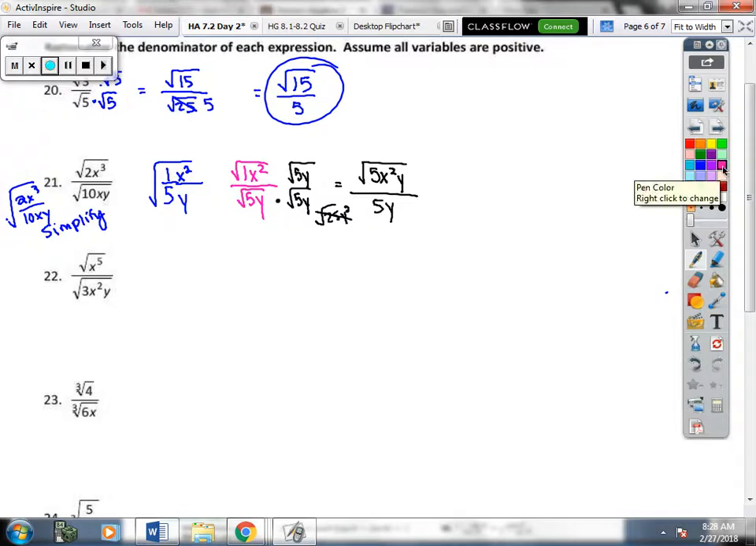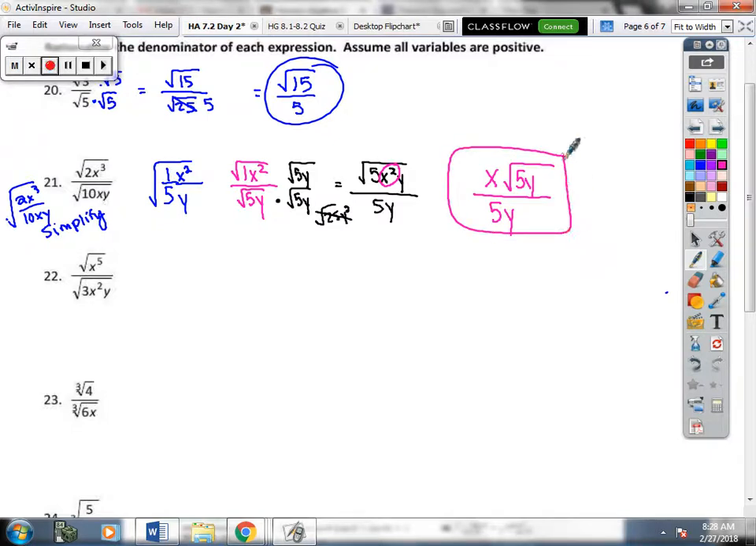And then before you circle your answer, always double check that nothing can be reduced inside this radical, which it can. You can take the square root of x squared, which is just x. So we should have x root 5y all over 5y. And we don't have any other terms that can be divisible by the outside numbers, and the inside can't be reduced. So that would be my final answer.